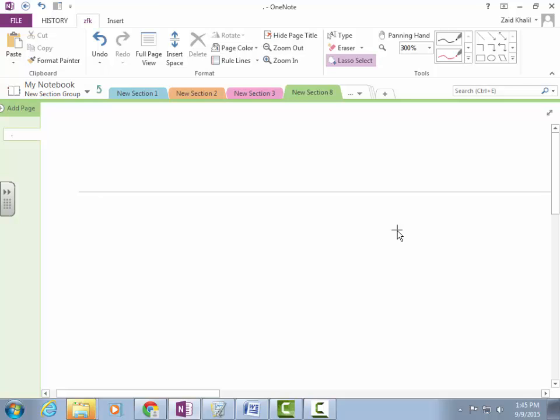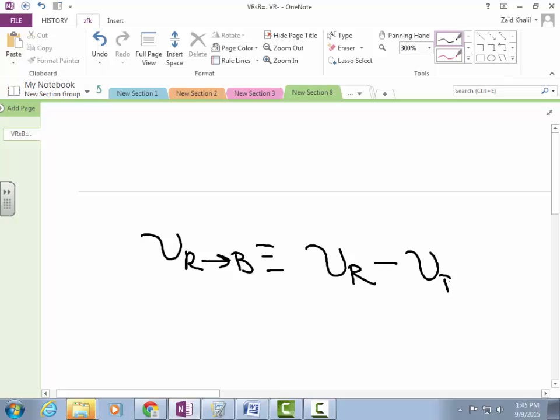It's called relative velocity. The way you write relative velocity is as follows: V of red relative to blue. And I argue that this thing should be defined as follows. The question is, does that make sense? Yes or no? Why?